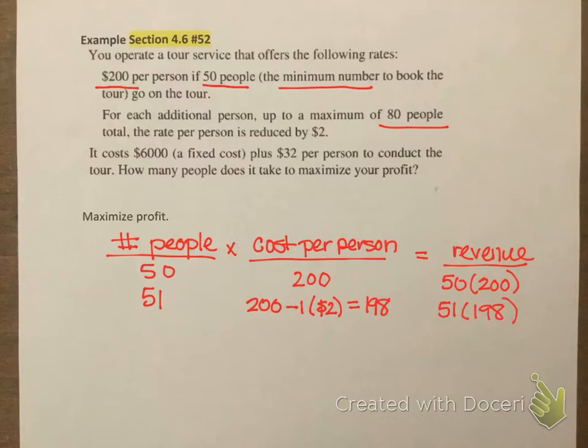Now let's suppose that Trevor can get 52 people to go. The cost per person now goes down because we have two $2 reductions. So the price of the ticket for everyone is now $196. So Trevor would get 52 times $196 per person. And I could increase this, and you guys try to write down what you think you're going to get if 53 people go.